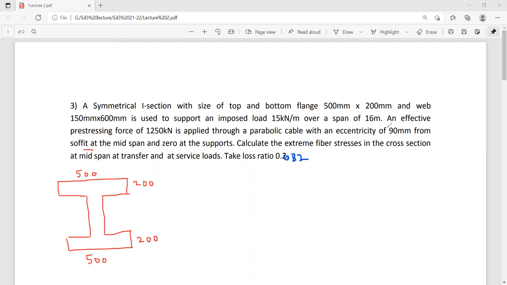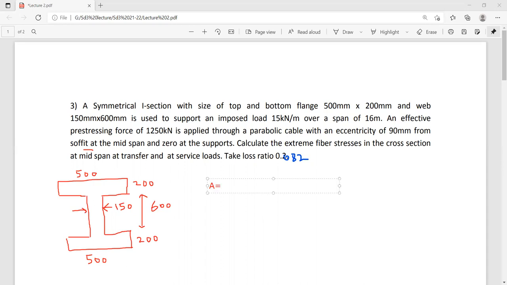Okay. And the second one is the web dimension. The web dimension is 150 mm, meaning the width of this web is 150 mm, and the depth of the web is given as 600 mm.